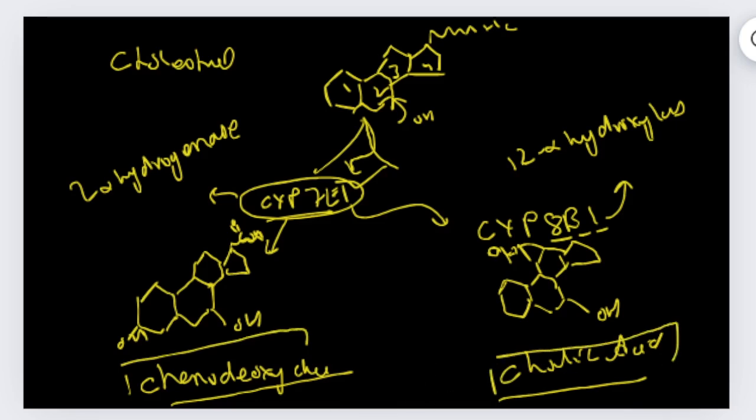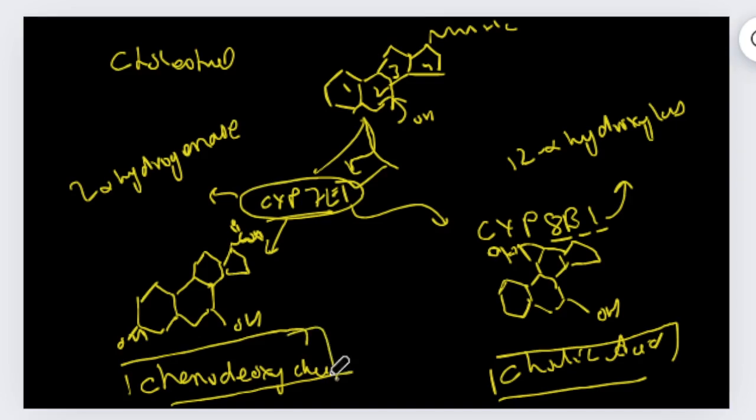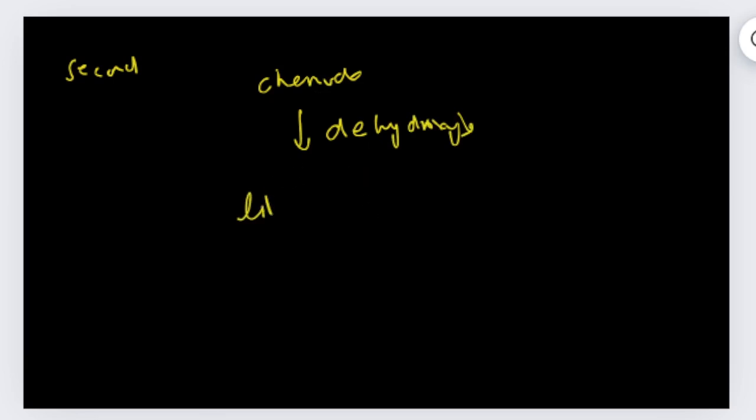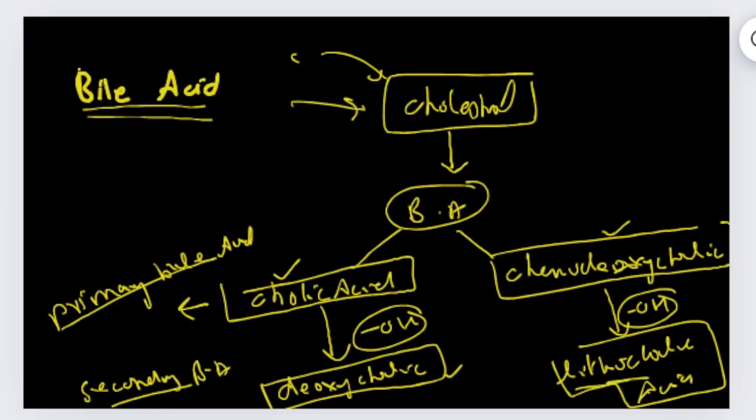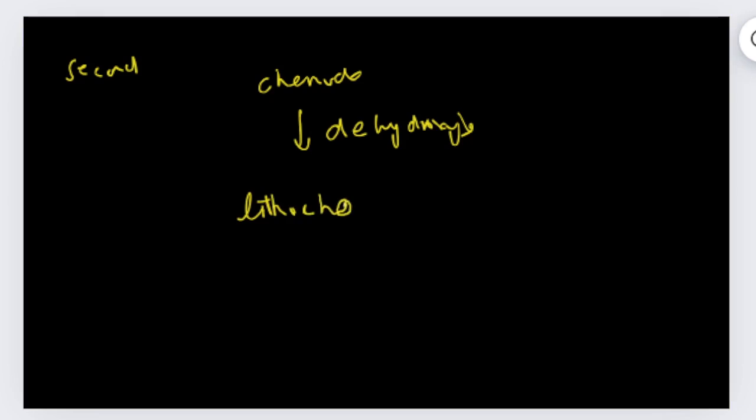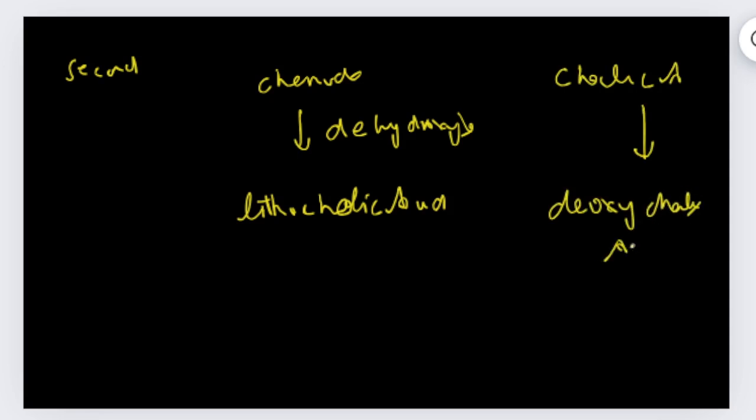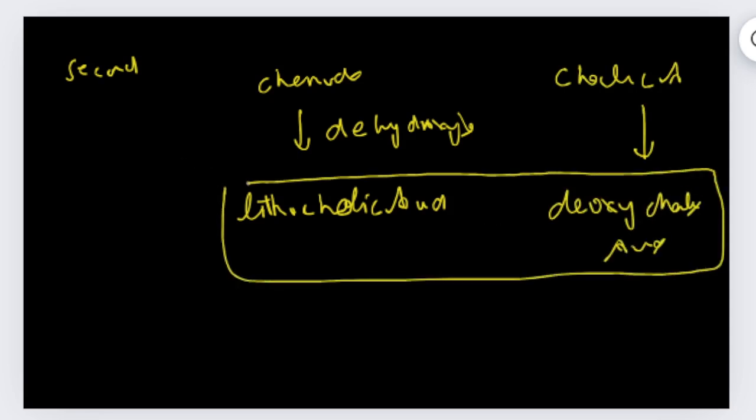Now this is the formation of chenodeoxycholic acid, so this is the primary bile acid. Now how is the secondary bile acid formed? For example, when bacterial action takes place on chenodeoxycholic acid, it converts it to lithocholic acid, and cholic acid is converted into deoxycholic acid. So these are the secondary bile acids.